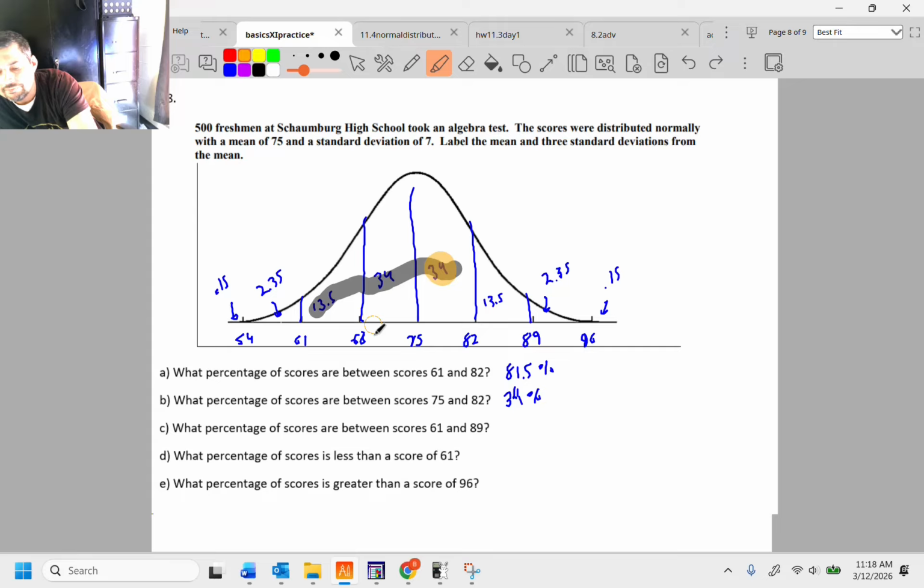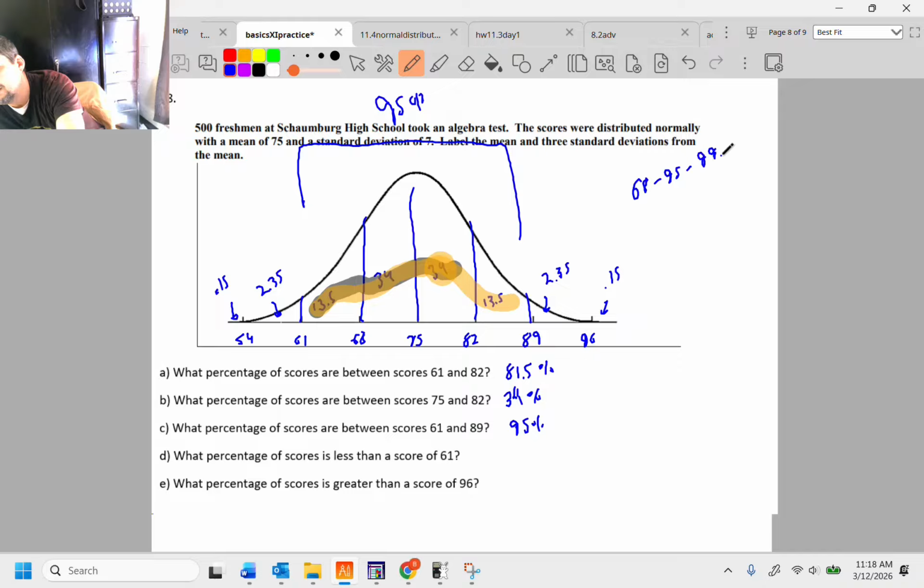Change my color here. 61 to 89. That is going to be 2 standard deviations of the mean, which is 95%. Remember, it's called the 68, 95, 99.7 rule. 1 standard deviation left and right, 2 standard deviations left and right, 3 standard deviations left and right. Less than a 61, that's going to be these two pieces. You put those numbers together, you get 2.5%. And higher than 96, well, that's just this guy right there, 0.15%.